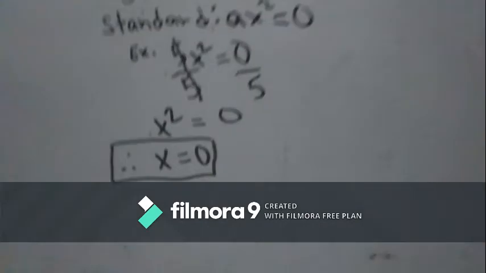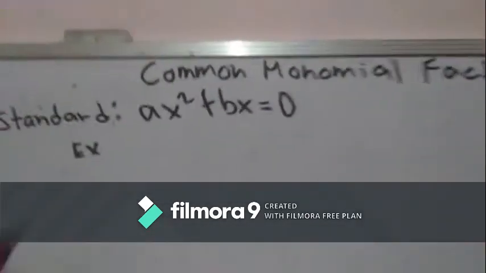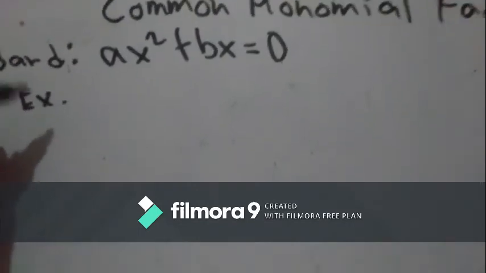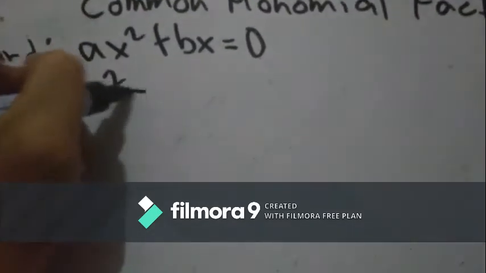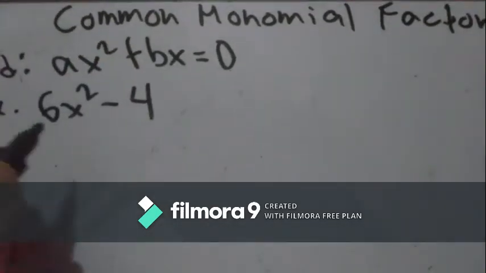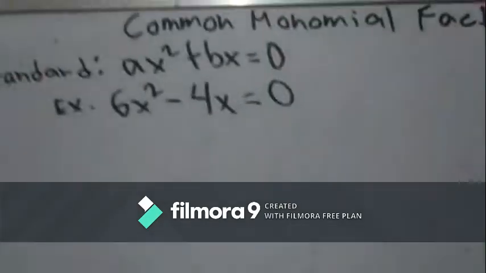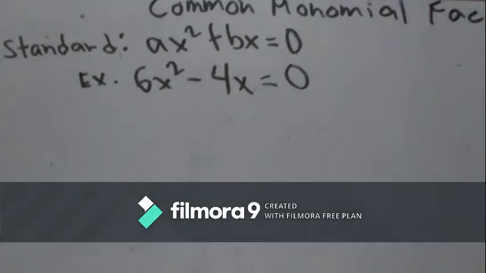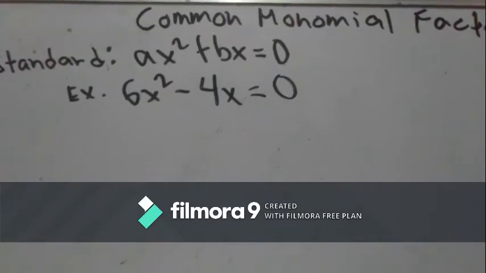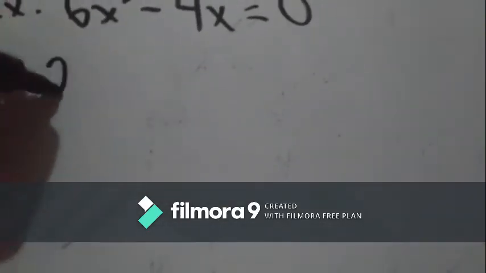That's it. So the next method is common monomial factoring. Example is 6x squared minus 4x equals 0. So first, we need to form it in standard form, and this is the standard form. And then we should identify the factors common to all terms in this equation. So the common factor of 6 and 4 is 2. So this is how it's done.